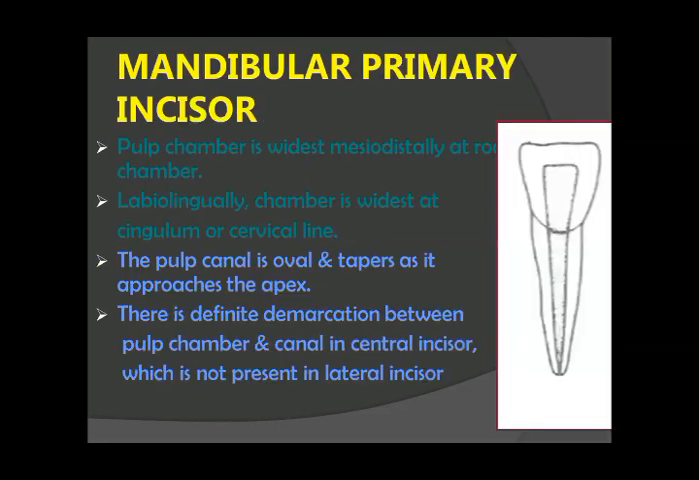Mandibular incisors: the pulp chamber is widest mesiodistally at the root chamber. Labiolingually the chamber is widest at the cingulum, near the cervical line. The pulp canal is oval and tapers as it approaches the apex. There is a definite demarcation between pulp chamber and canal in the central incisor, which is not present in the lateral incisor.